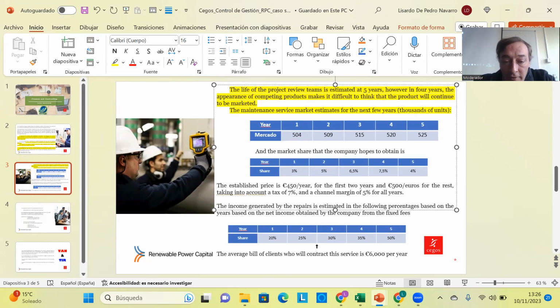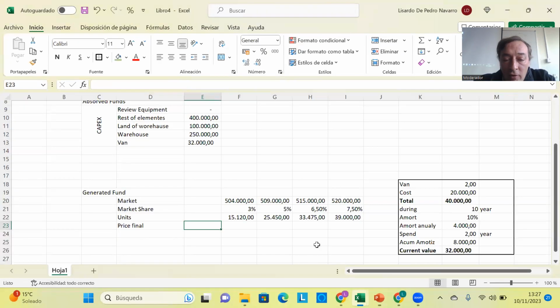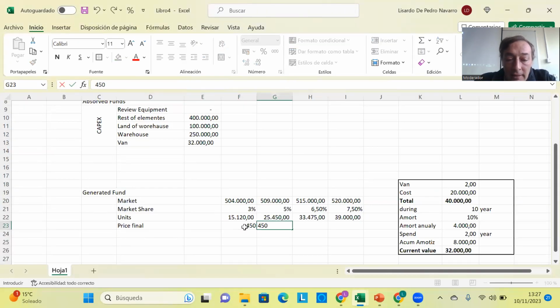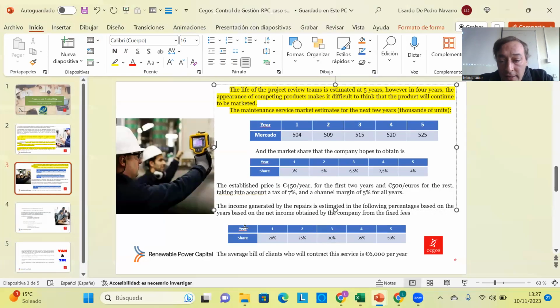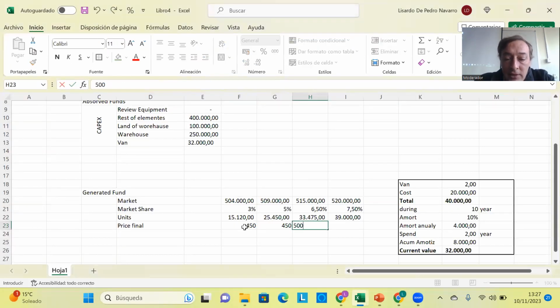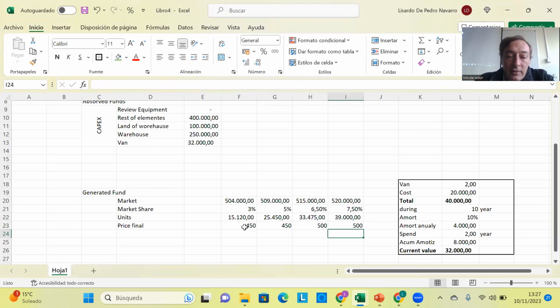So the price for the first 2 years is 450, and for the rest of the years it is 500. But this is not the net price for the company. The company is not going to get these figures. So in order to get the final price, first of all, we have to take out the taxes.